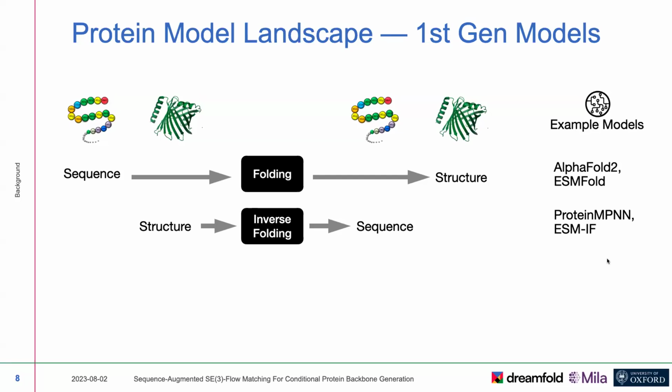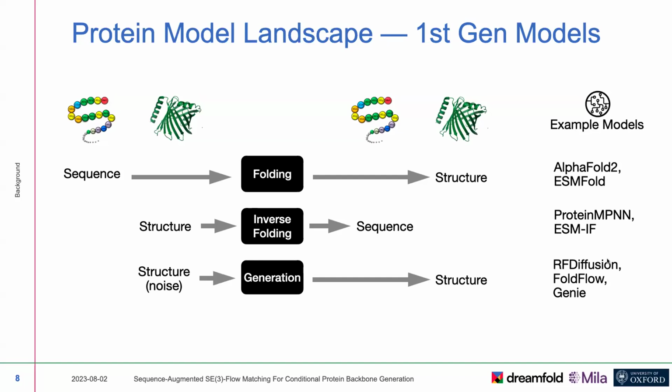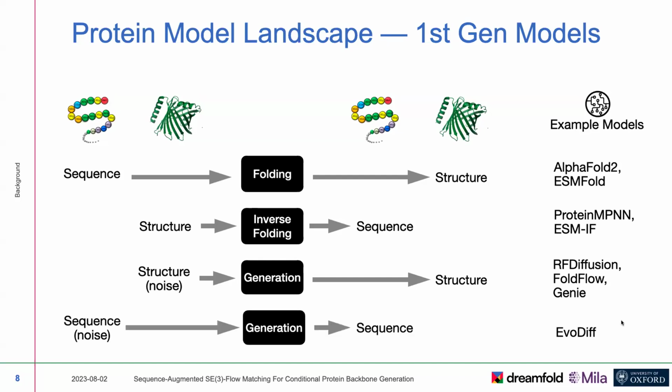And so again, it was often the case that we either go from one modality to another, or in generation, it was using a modality to generate another modality. So you train on structure and you generate structure, with models like RFdiffusion, FoldFlow, Genie, and on sequence, you train on sequences, and at inference, you also generate sequences, with models like EvoDiff.